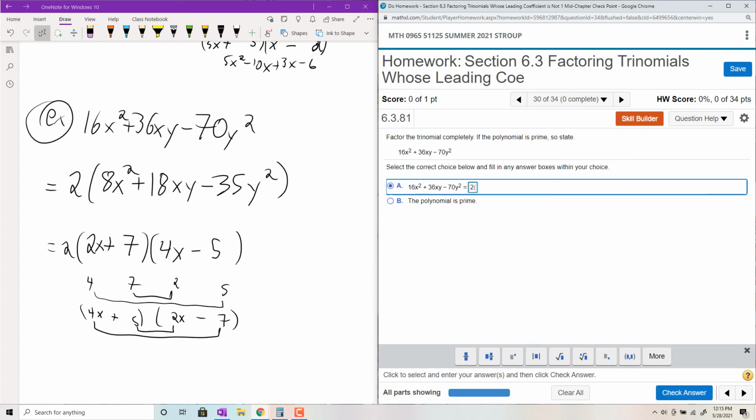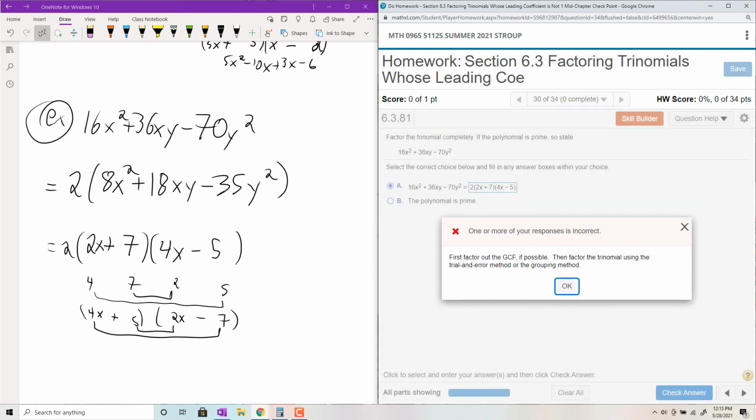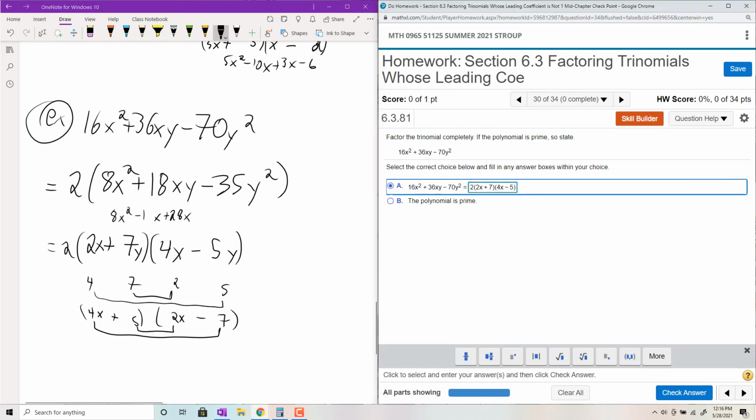2 times 2x plus 7 times 4x minus 5. Uh-oh. What did I do? All right, so I screwed something up. Maybe I factored it wrong. I apologize. So I guess FOIL gives 8x squared, the outer minus 10x, the inner plus 28x. Oh, I've lost the y's. Sorry about that. It's an easy fix though, right?